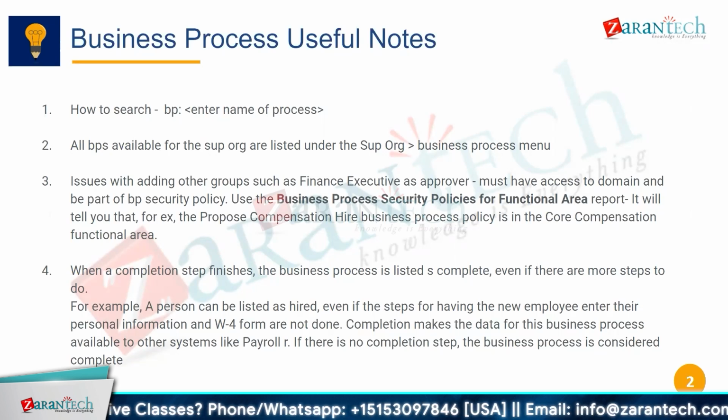Use a business process security policy for functional area report. It will tell you, for example, that proposed compensation, our business process, is in the core compensation area. So we have gone through the functional area report, and we have gone through the business policies as well. Would you like a refresher on that? And where should we go there again? Have a look at it.